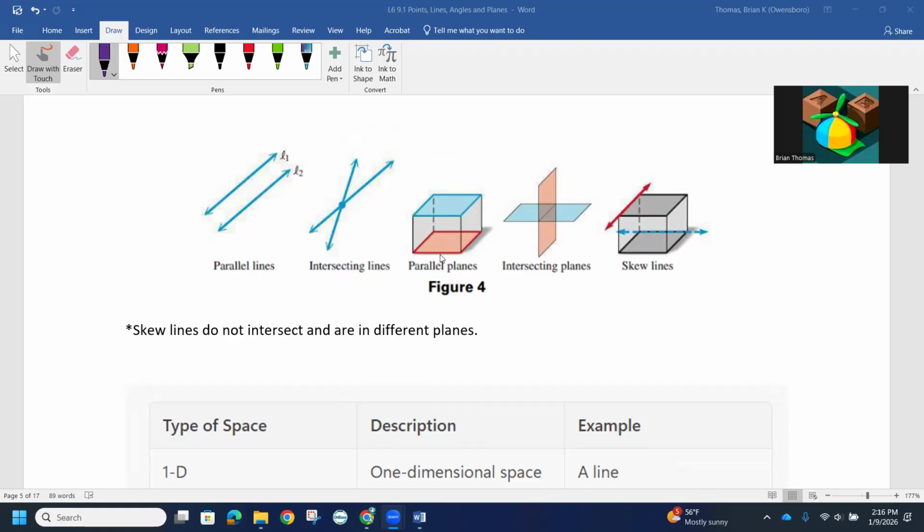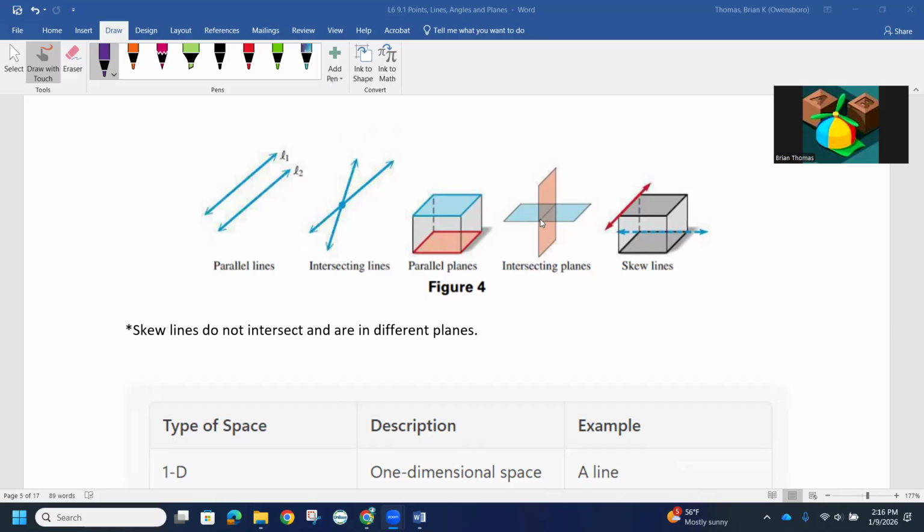Parallel planes, notice how that's when planes don't touch. So like this bottom surface and this top surface will never touch. So these are what we call parallel planes. And then we have what's called intersecting planes, planes that share an intersection.